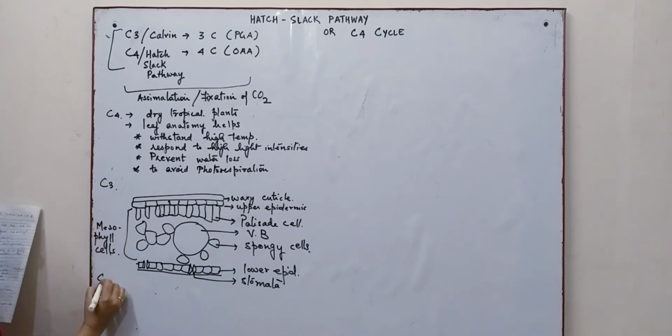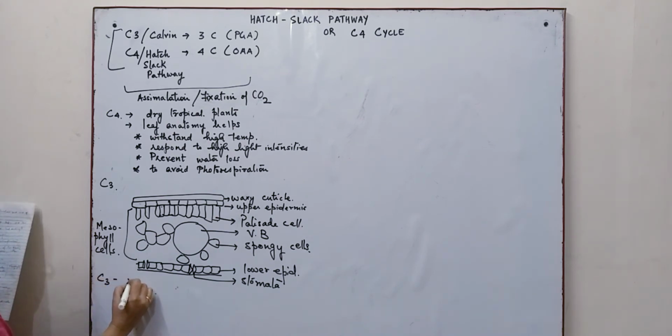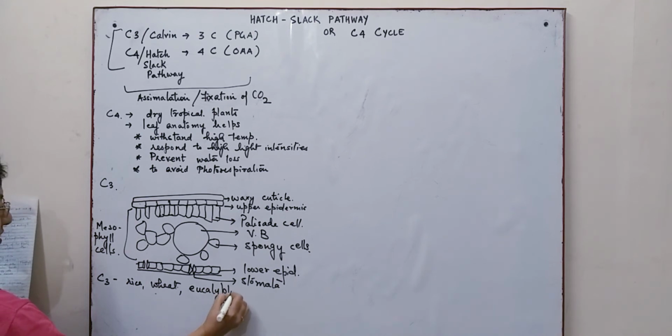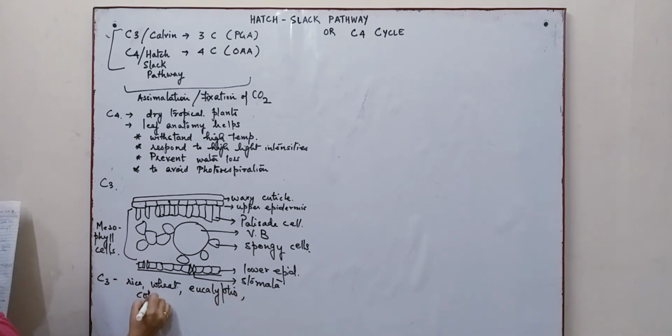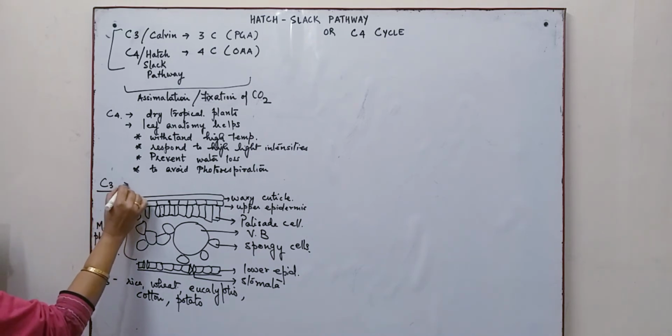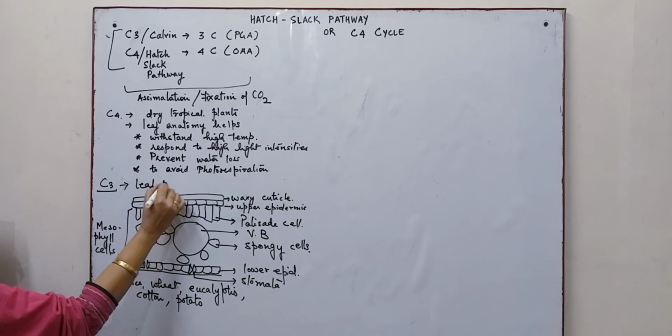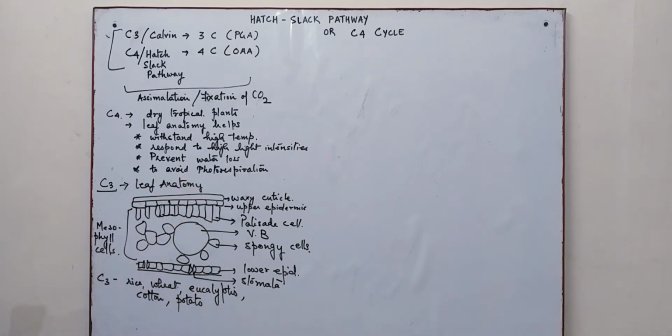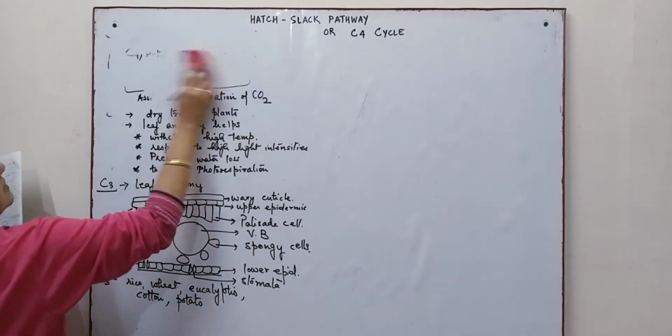Now C3 plant examples are rice, wheat, eucalyptus. These are a few examples. Cotton is there. Potato. These are the examples of C3 plants. Now, this is the leaf anatomy of the C3 plant. Now, let us compare with the leaf anatomy of the C4 plants.